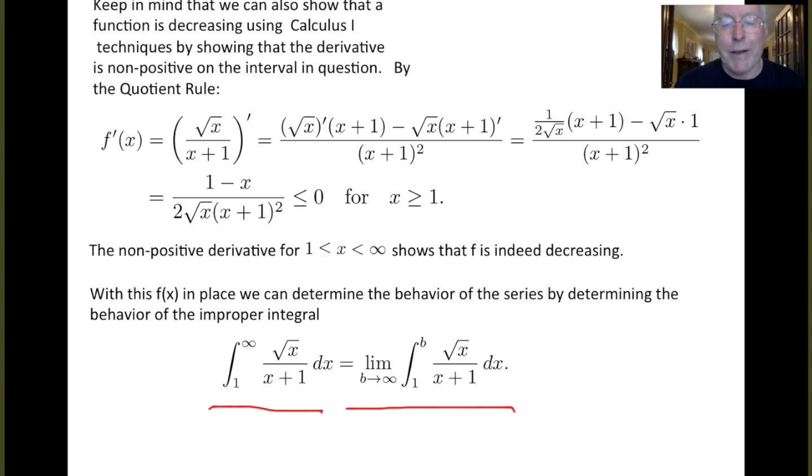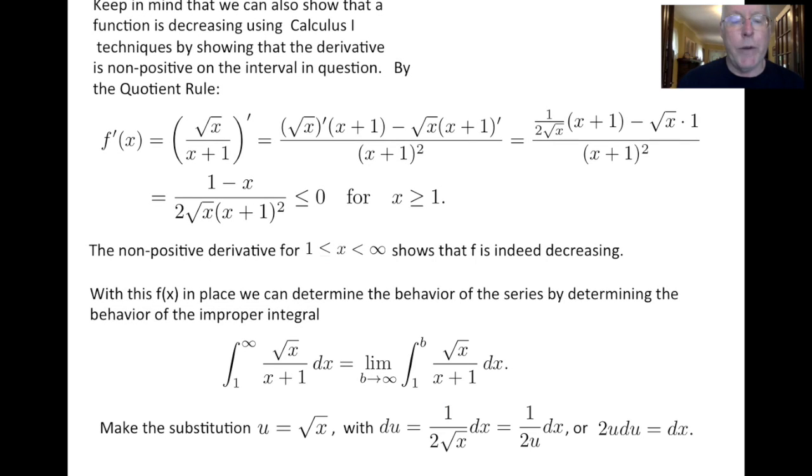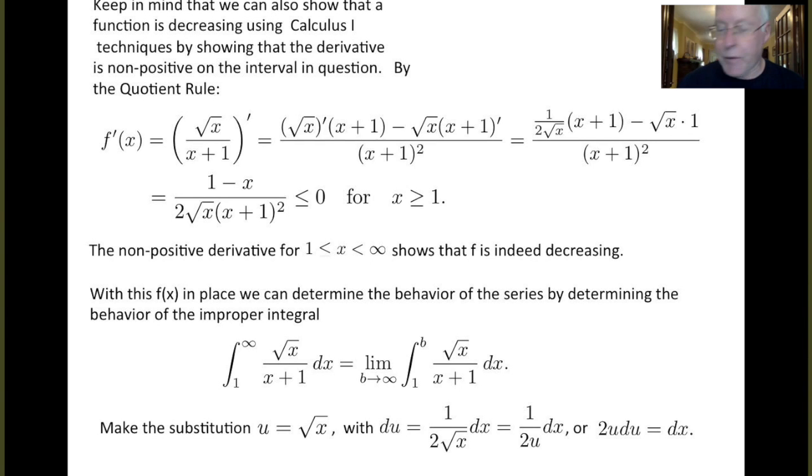We want to take a finite integral from 1 to some number b of that integrand, and then take the limit as b goes to plus infinity. We can evaluate this integral with an easy substitution. Let's set u equal the square root of x, and then we find that du is 1 over 2 root x dx. And remember, root x is equal to u, so that's also 1 over 2u dx. And that tells us when we solve for dx, we can replace dx by 2u du.